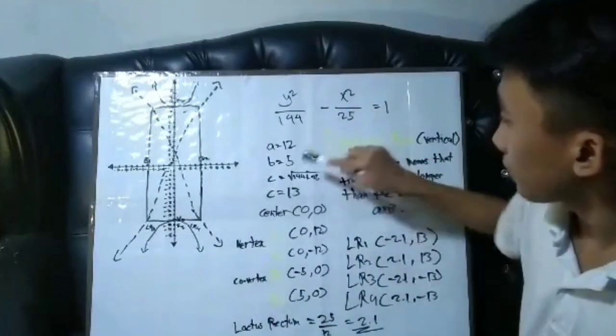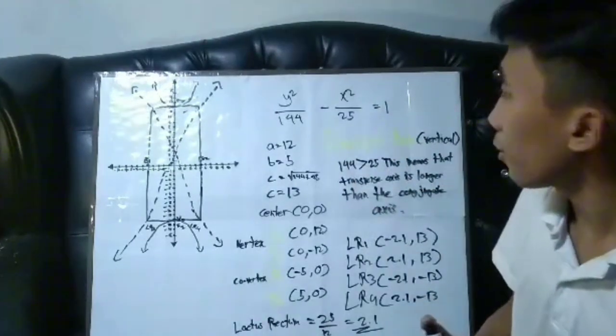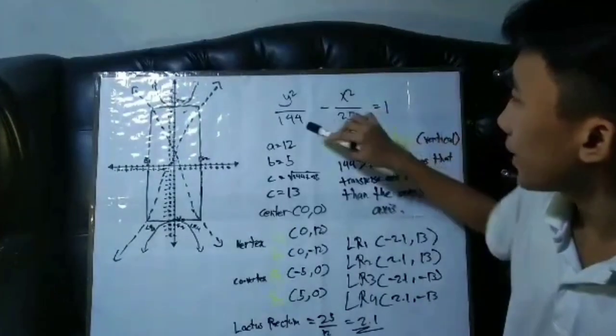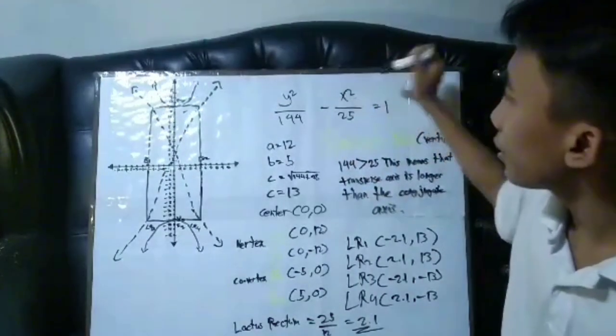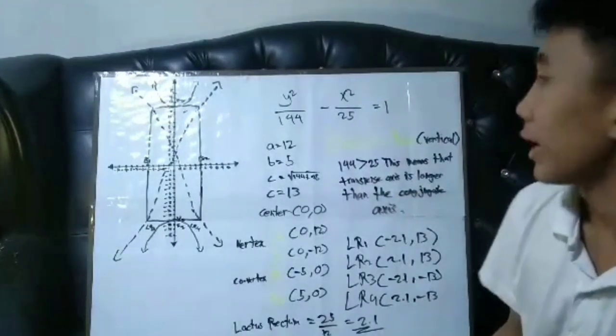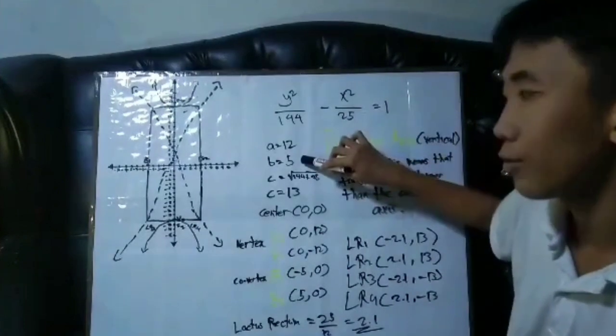And kukunin naman natin ang value ng B natin. So, paano ba kunin yun? Kung ano yung pinakamaliit na denominator sa equation, yun yung magiging value ng B natin. So, 25, square root of 25, that will be 5.